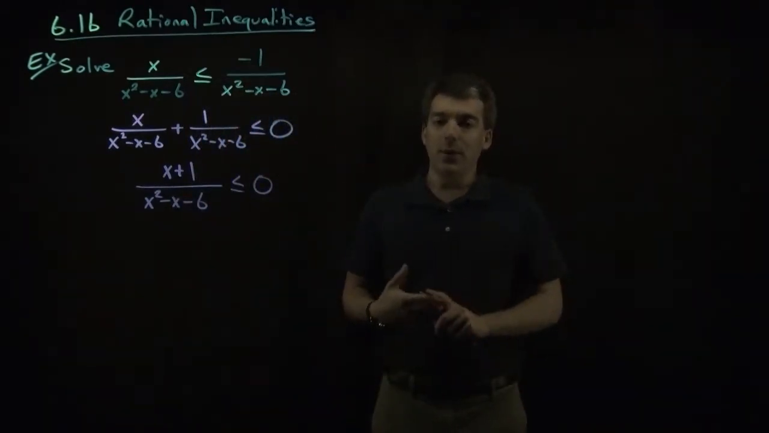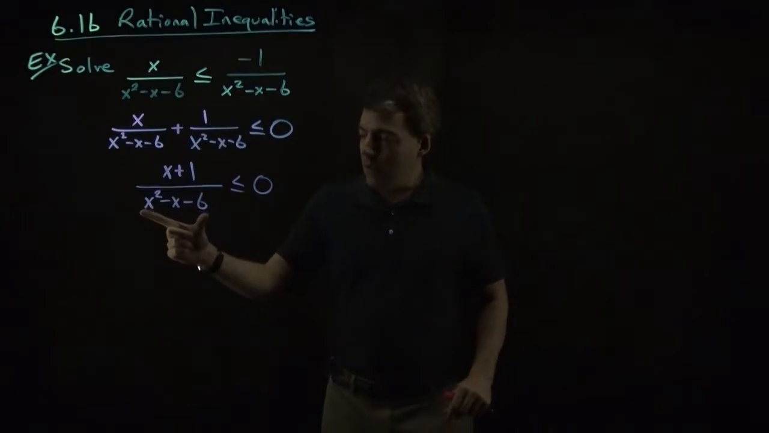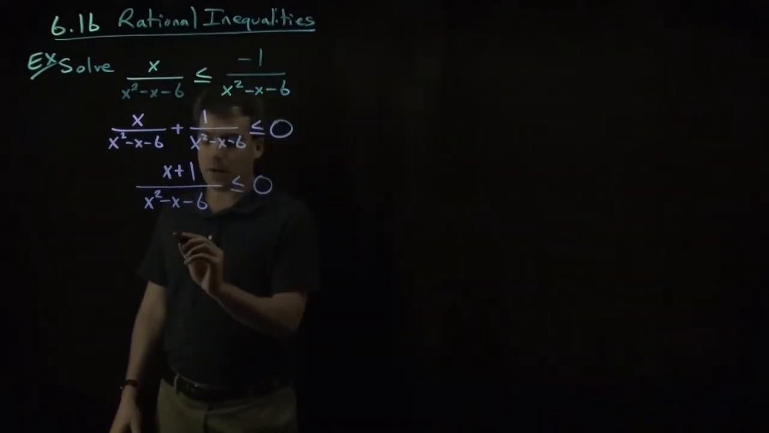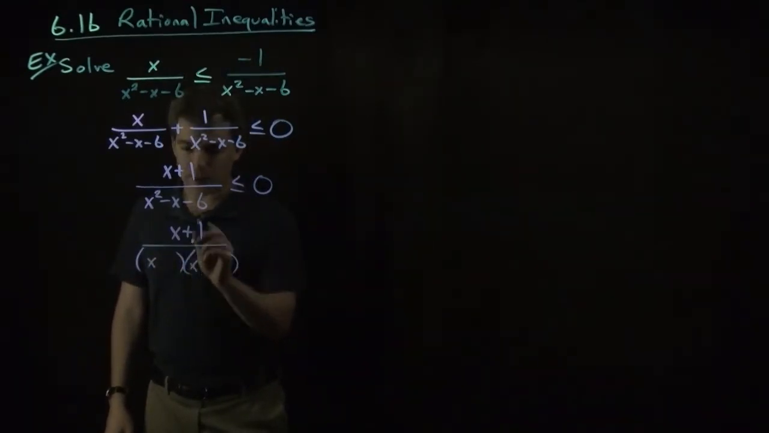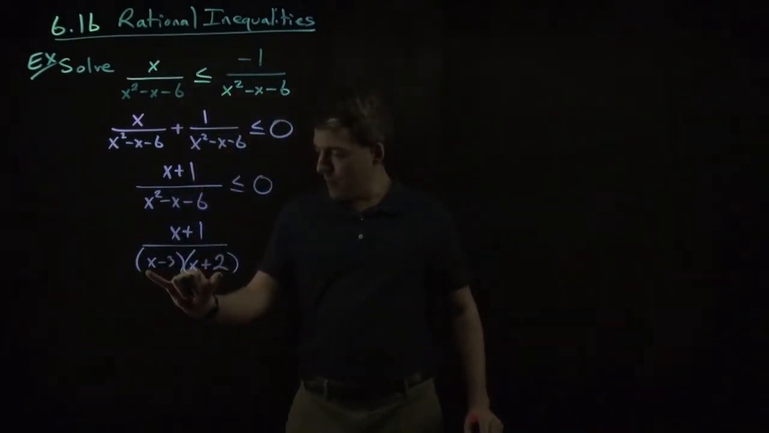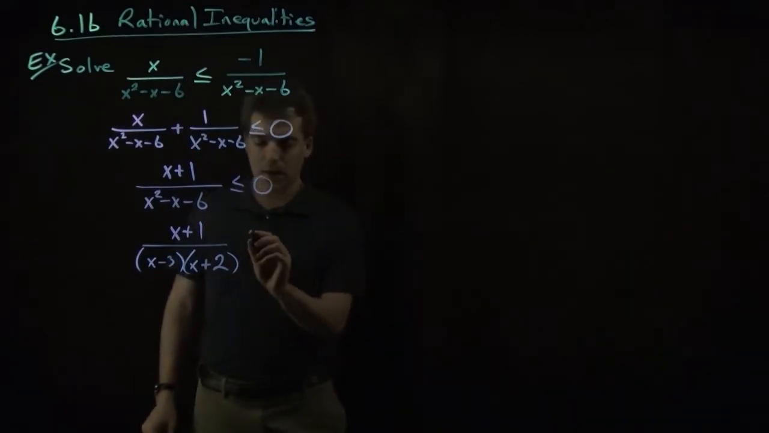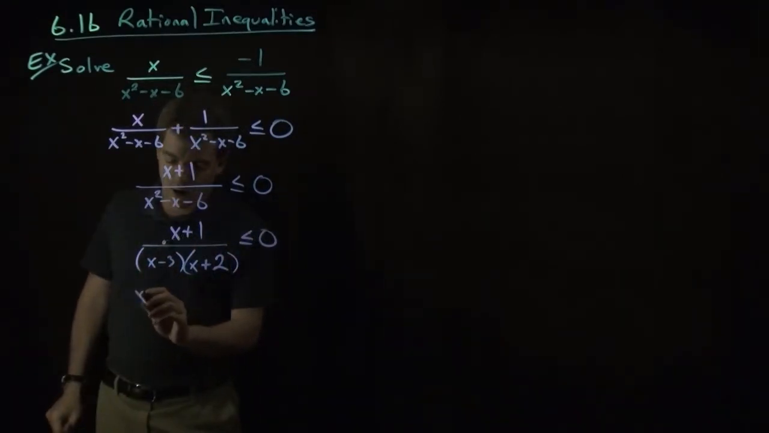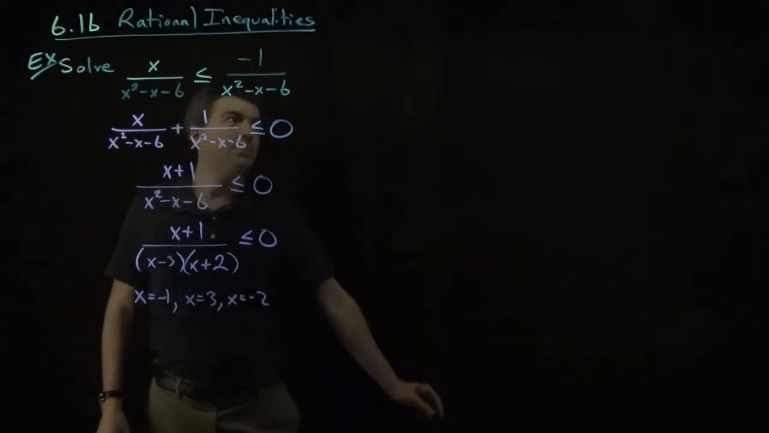Now we need two things. First, we need the zeros, and you clearly see that's going to be negative 1. Then we need the zeros of the denominator. That's where we have vertical asymptotes. So let's go ahead and factor this. We've got x plus 1 over x minus 3 times x plus 2. That works: outside plus 2x, inside minus 3x, minus x, and then minus 3 times plus 2 is minus 6. Less than or equal to 0. So the values that we have to take into consideration are x equals negative 1, x equals 3, and x equals negative 2.